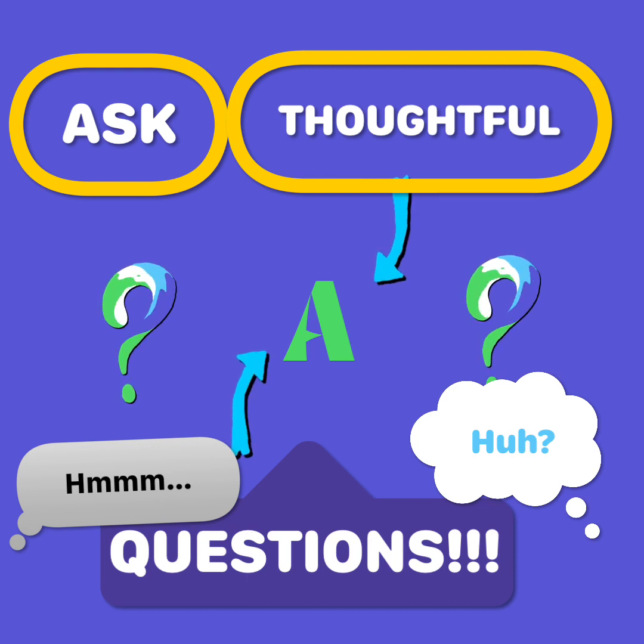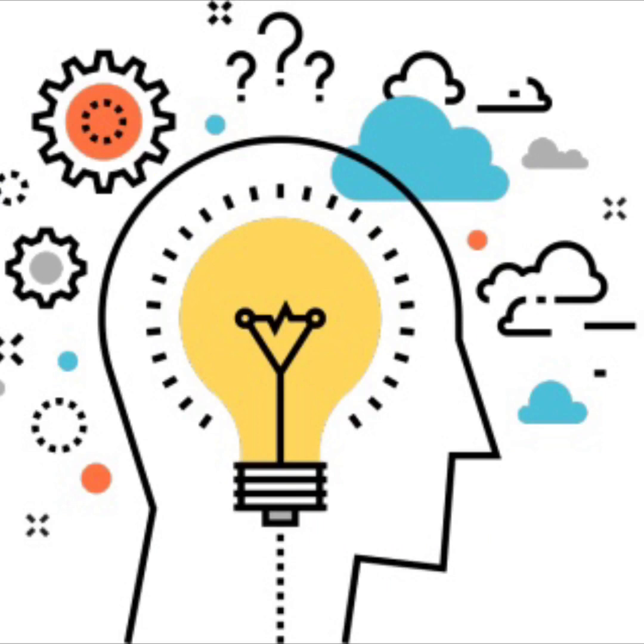Active readers don't stay stuck. They really make the effort to try to figure out what's going on in the text by asking questions. Asking the right questions keeps your brain engaged. It keeps you from drifting off and losing focus.